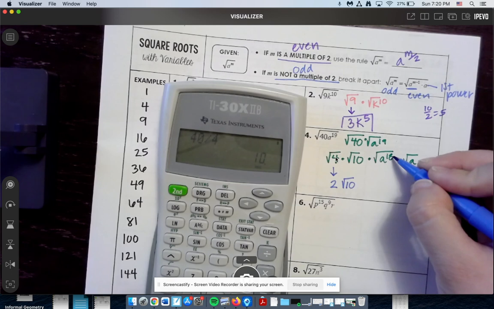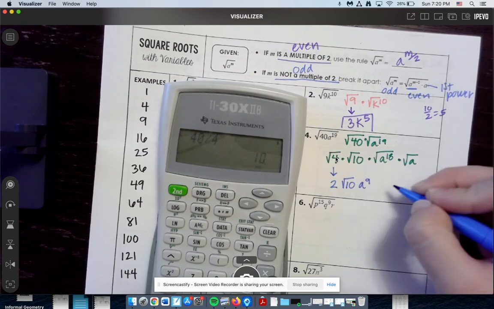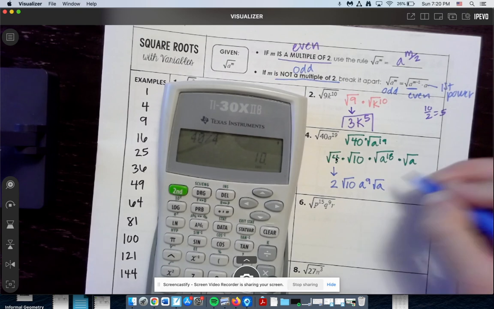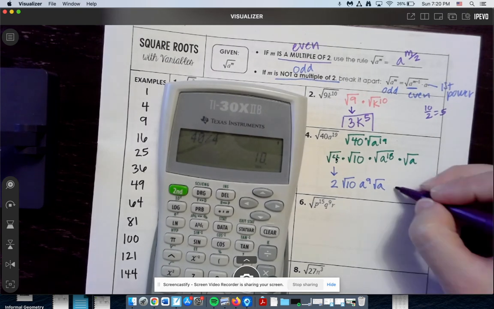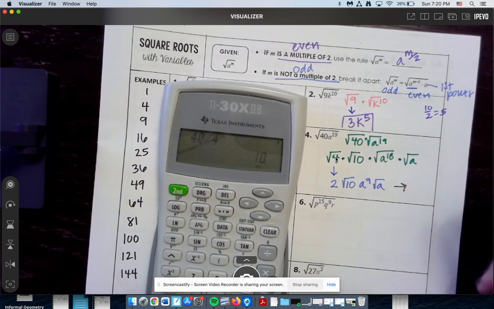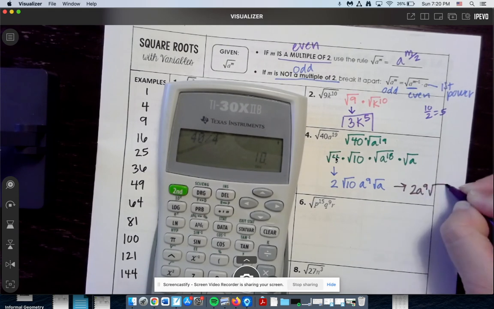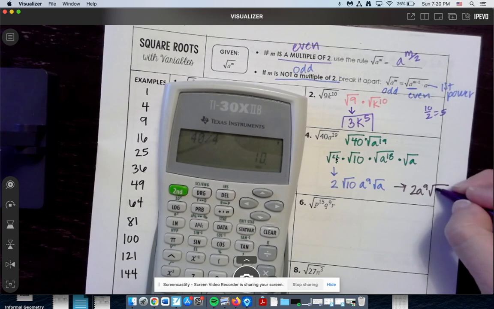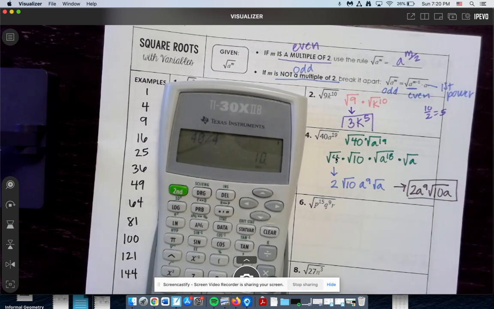What's 18 divided by 2? It's 9, so we have a to the 9th with an a. Now this is a really gross looking answer, so to clean it up, this is what we do, you guys. We put the stuff on the outside together, so it's going to be 2a to the 9th, and the stuff on the inside goes together, 10 times a. Woo! That was a pretty big brain energy problem.